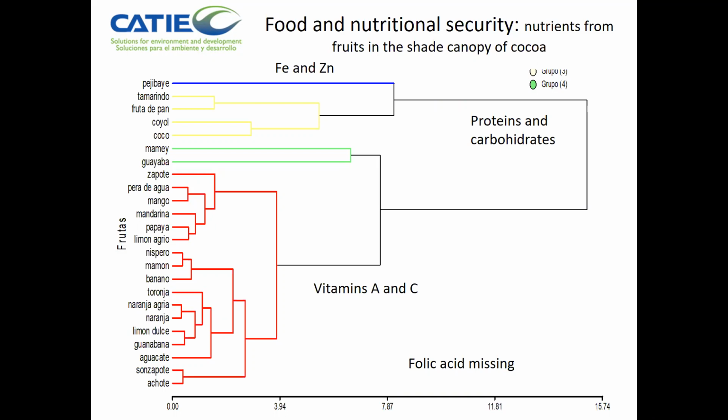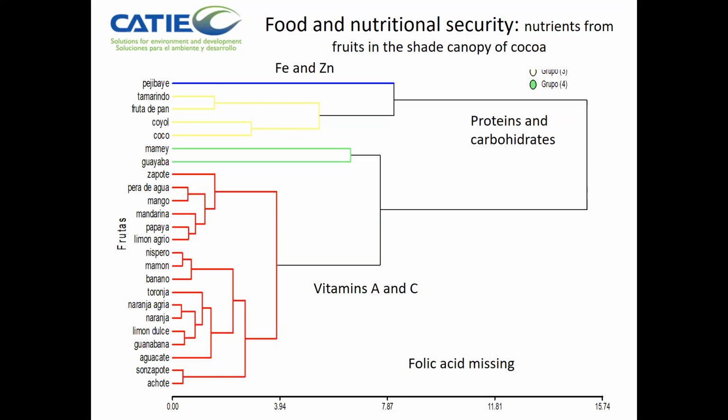But in general, in Central America, almost none of these species were rich in folic acid, for example, which is a very important nutritional component, especially for young families with women that are in the reproductive stage, because it has to do something with the pregnancy.